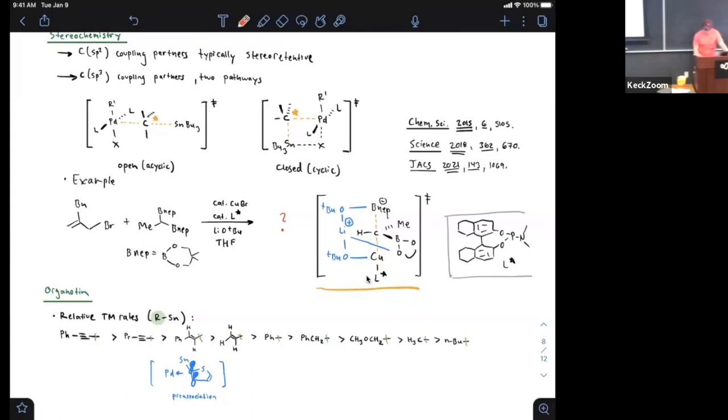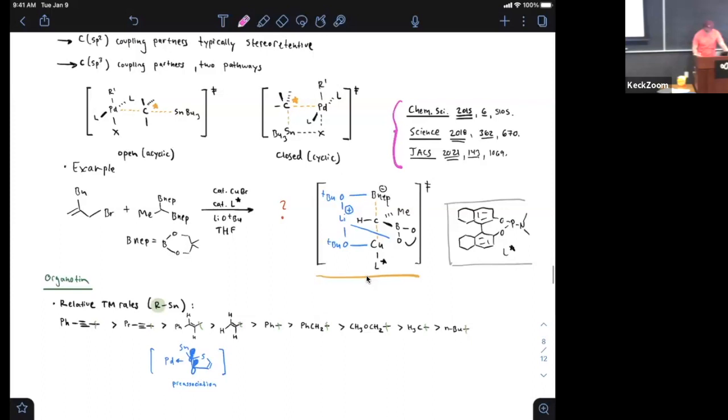In the case of alkyl coupling partners, there are two pathways that can be operative, and those are exemplified here. There's an open form and a closed form, and the open form is stereoinvertive at the carbon substituent, and the closed form is stereoretentive. And here are some leading references if you'd like to read more on this.